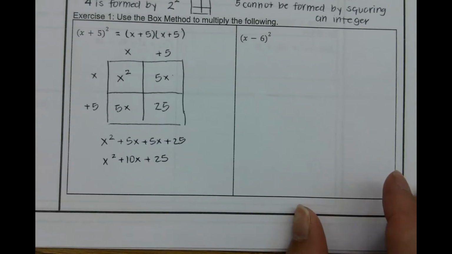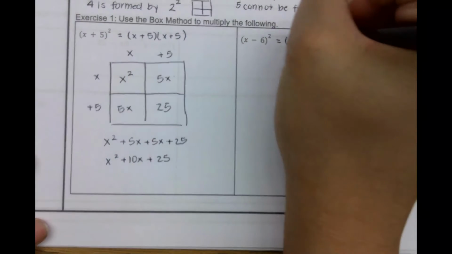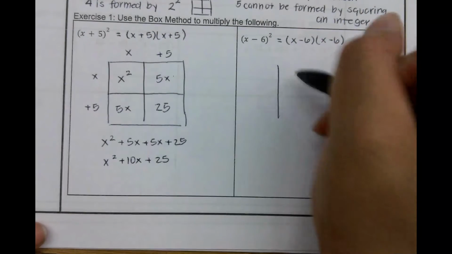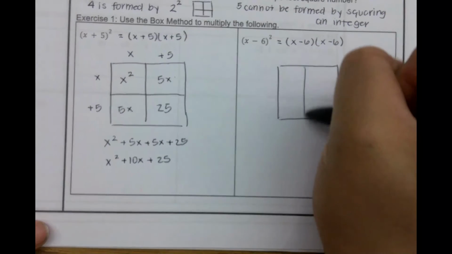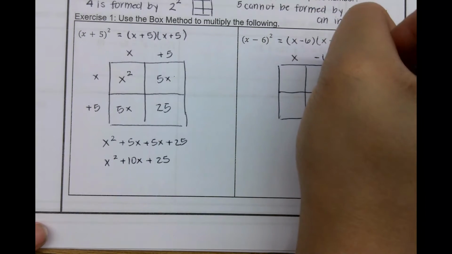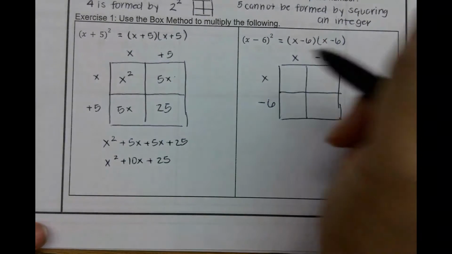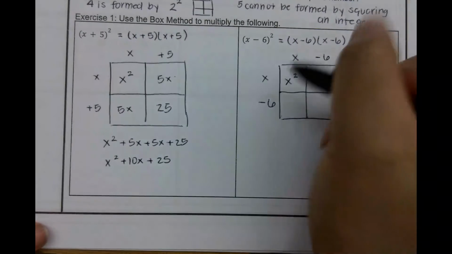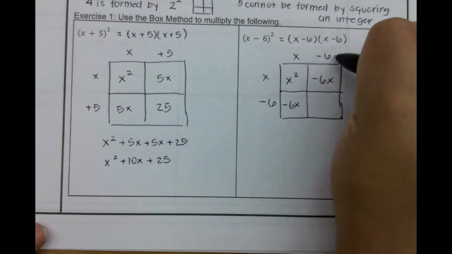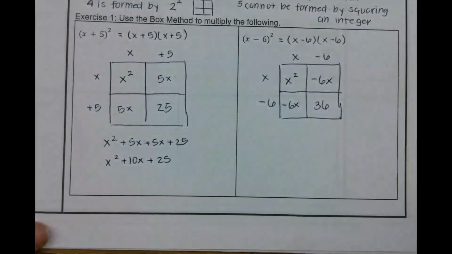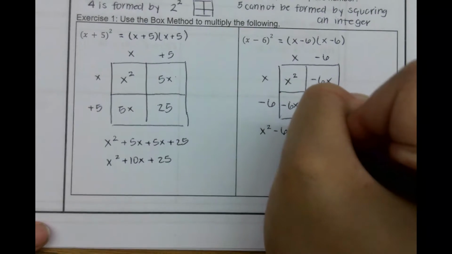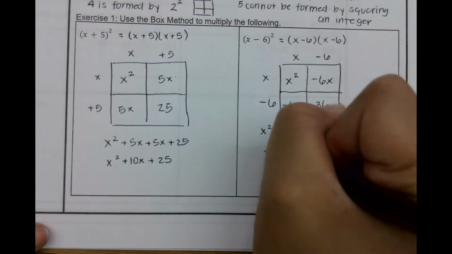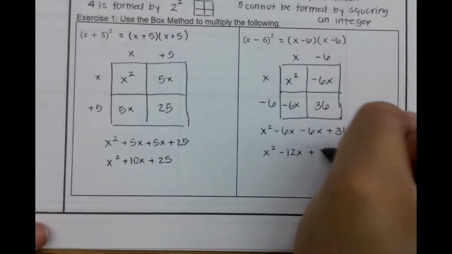So let's do the same here with x minus 6 squared. So x minus 6 times x minus 6. That's what x minus 6 squared means. Let's multiply using the box method. x, negative 6, x, negative 6. x times x is x squared. x times negative 6 is negative 6x. Negative 6 times x is negative 6x. And negative 6 times negative 6 is a positive 36. This gives me x squared minus 6x minus 6x plus 36, which becomes, when I combine these two like terms, x squared minus 12x plus 36.